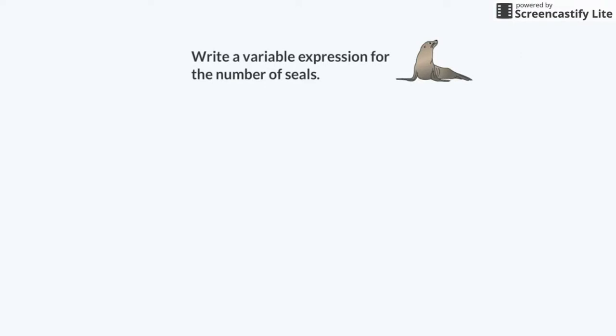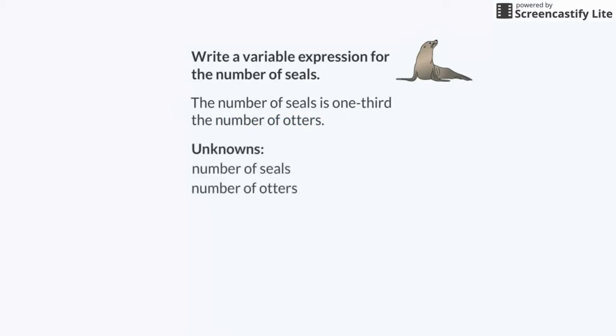At the aquarium, I found that the number of seals is 1/3 the number of otters. I want to write a variable expression for the number of seals in terms of the number of otters. So, my unknowns are the number of seals, of course, and the number of otters. Interesting. So I need two variables in my expression for the two unknowns. I will use t for the number of otters and s for the number of seals.